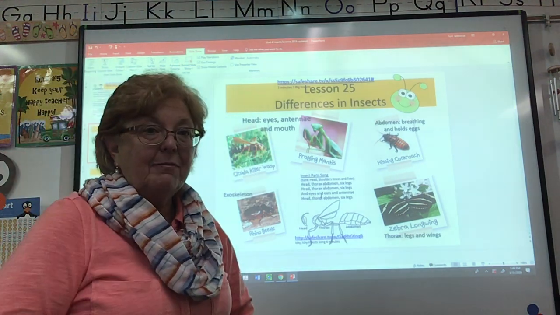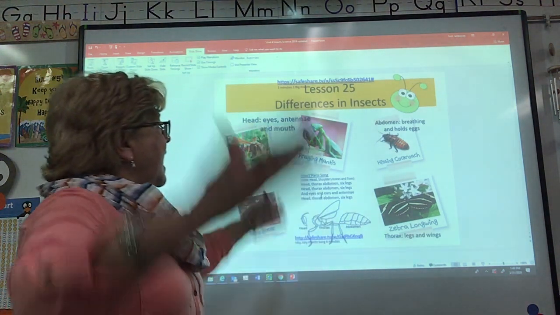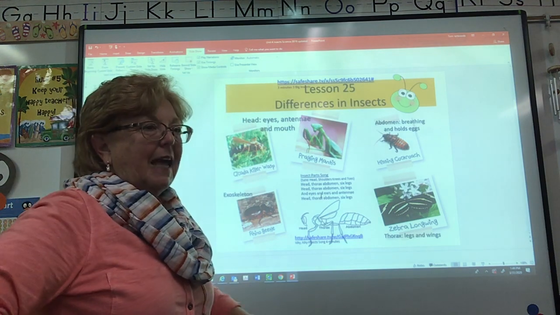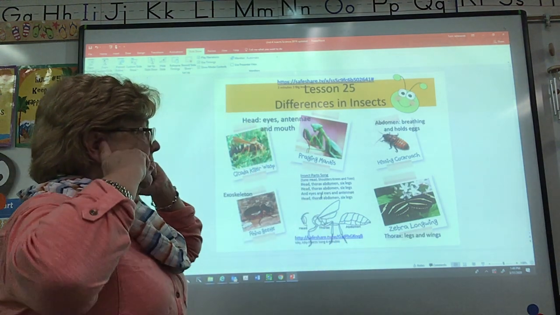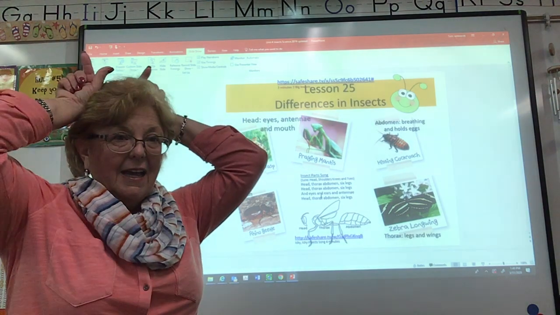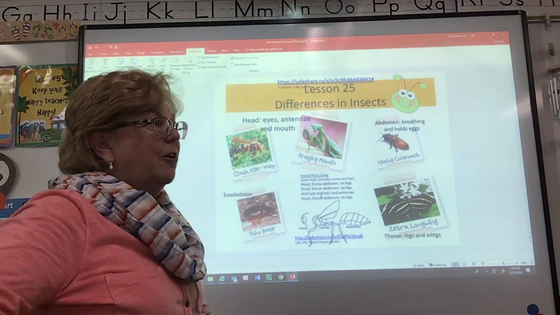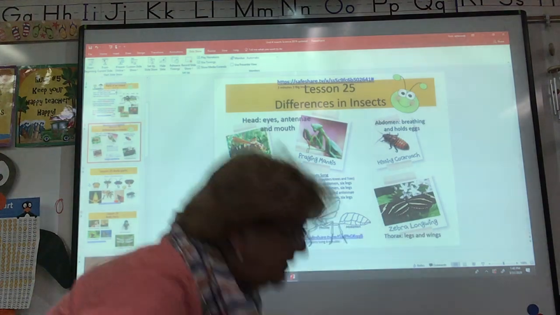Head, thorax, abdomen, 6 legs. Head, thorax, abdomen, 6 legs. And eyes and ears and antennae. Head, thorax, abdomen, and 6 legs.